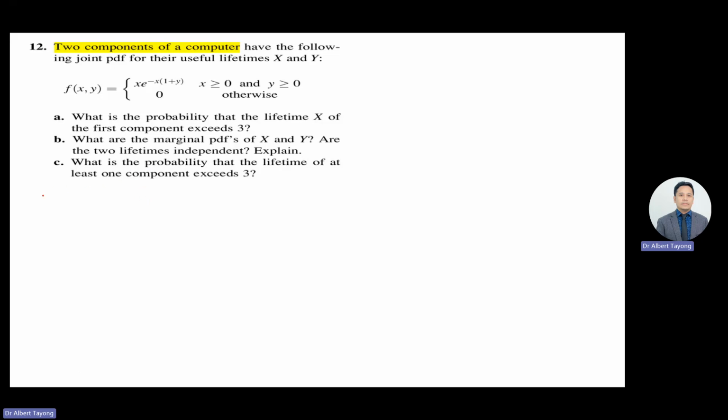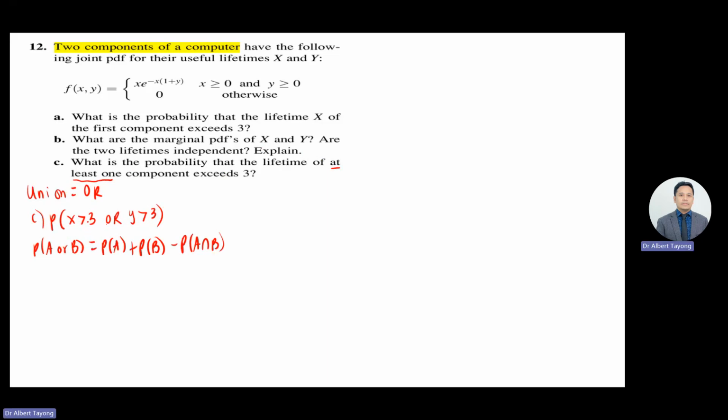Union. So we're going to use or. So letter C is P. We have x exceeds 3, so x is greater than 3, or because at least 1, we have y is greater than 3. So using the formula P of A or B, which is equal to P of A plus P of B minus the intersection.